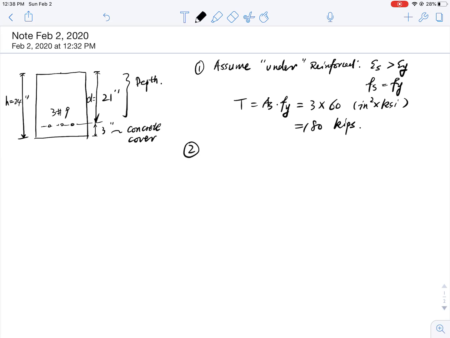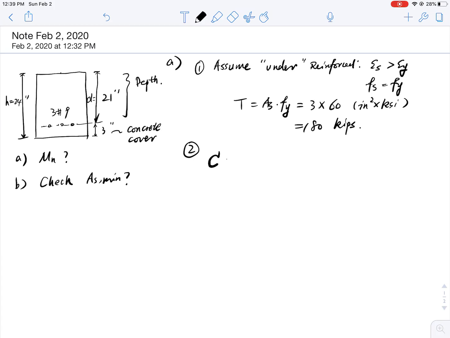Before I move on, let's list the questions here. A is trying to find the moment resistance, and B is trying to find the minimum reinforcement area required for the beam. So this is part A. First we make the assumption that the beam is under reinforced. That means the steel yields and gives you the tension force. Then we compute the total compression force.